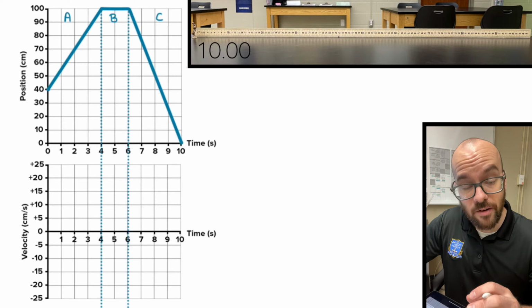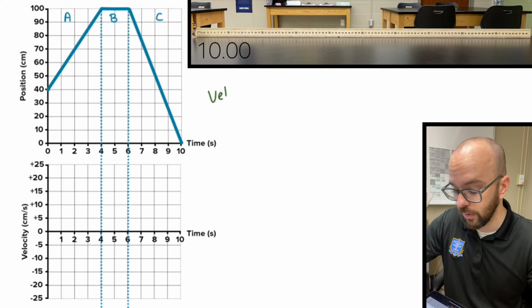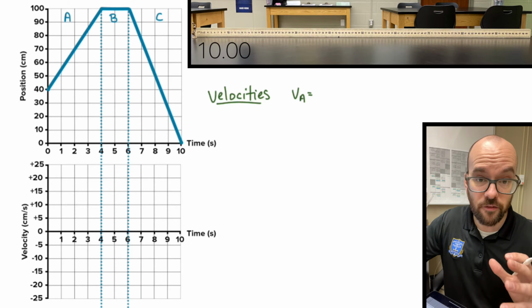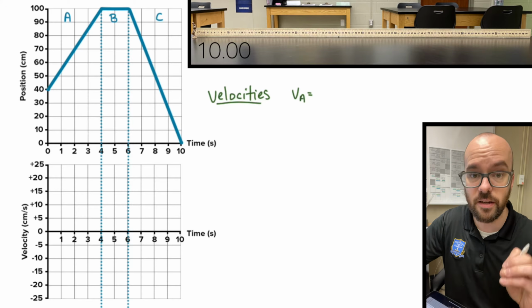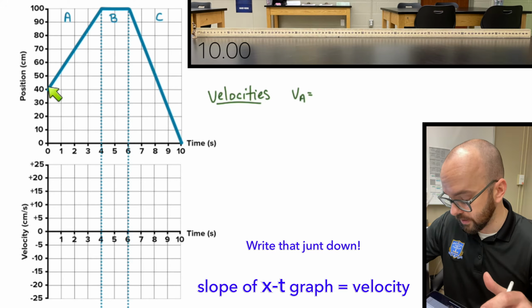Now in order to create my velocity graph, it'll be helpful if I calculate the velocities in each time interval. So we can do that real quick. The velocity in interval A, well, I need to find the slope. The slope of the position graph is always going to tell you the velocity of the object. That's always going to be the case. So to find the slope here, I'm going to look at the starting point and the ending point on that line.